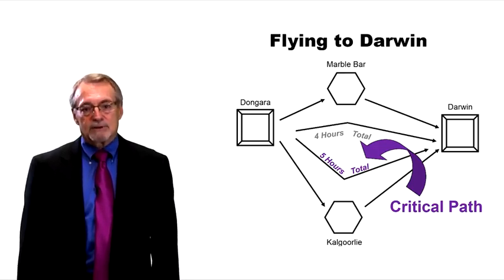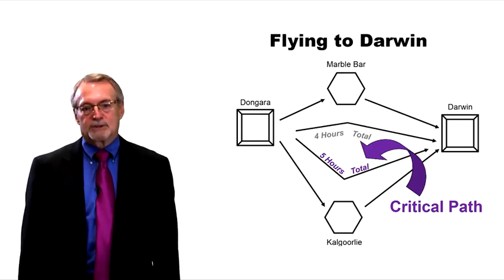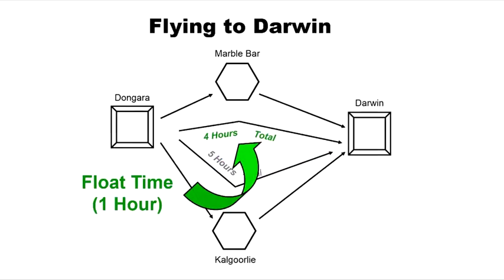So if everything goes just right, everything goes fine, we take off out of Dangara, we get the parts and supplies in Kalgoorlie, we get to Darwin in 5 hours, everything's just fine, yes, we'll take the project. Now, we've defined the critical path, we've figured out where that is at. Now, we're going to look at the other part, the Marble Bar route.